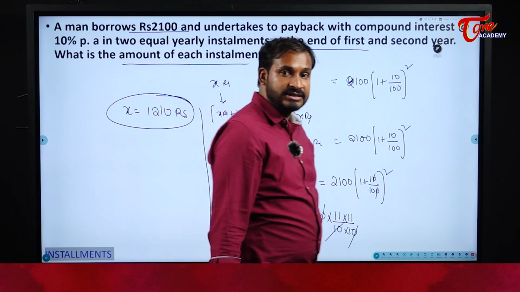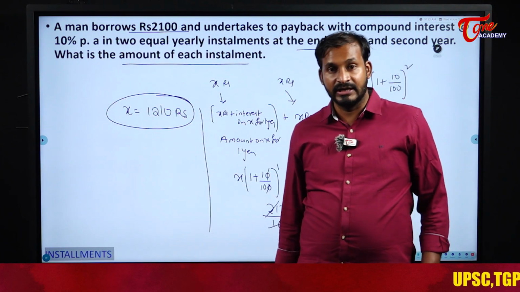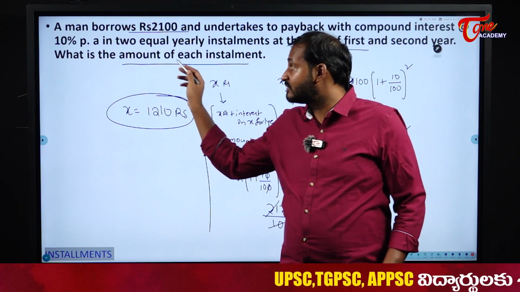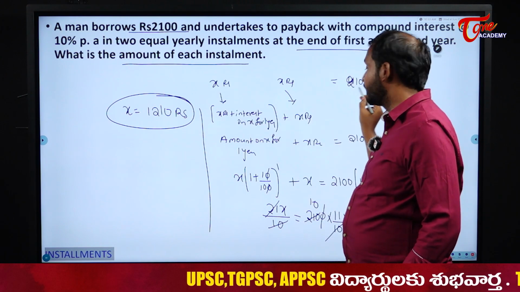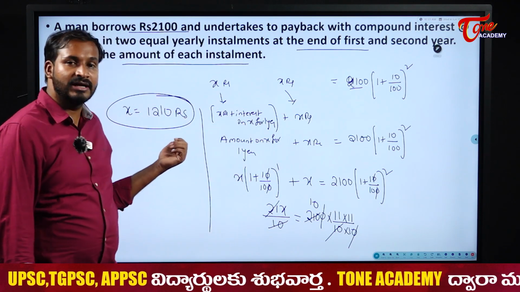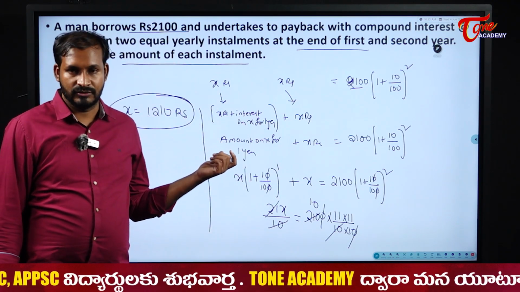In this case 1210 plus 1210 is becoming 2410. How are you getting more value? Actually, students, this is the principal, not the amount. If you find the amount, that value will definitely be more than 2420.